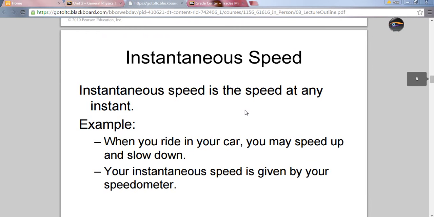Now, the concept of instantaneous speed means, what is my speed at any given instant in time? A perfect example is when you're riding in a car and you look down at your speedometer and you see how fast you're going right then and there. That is an instantaneous speed.